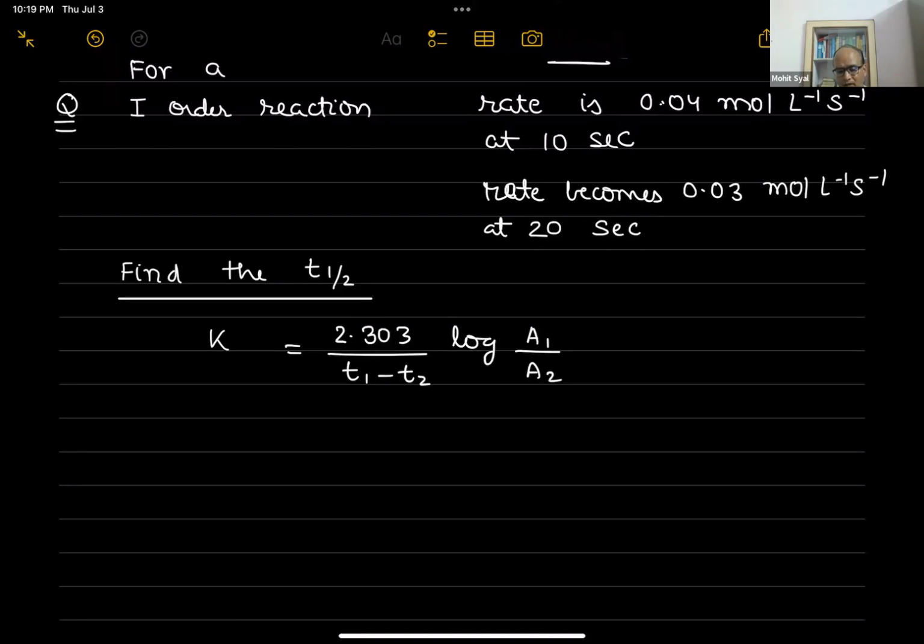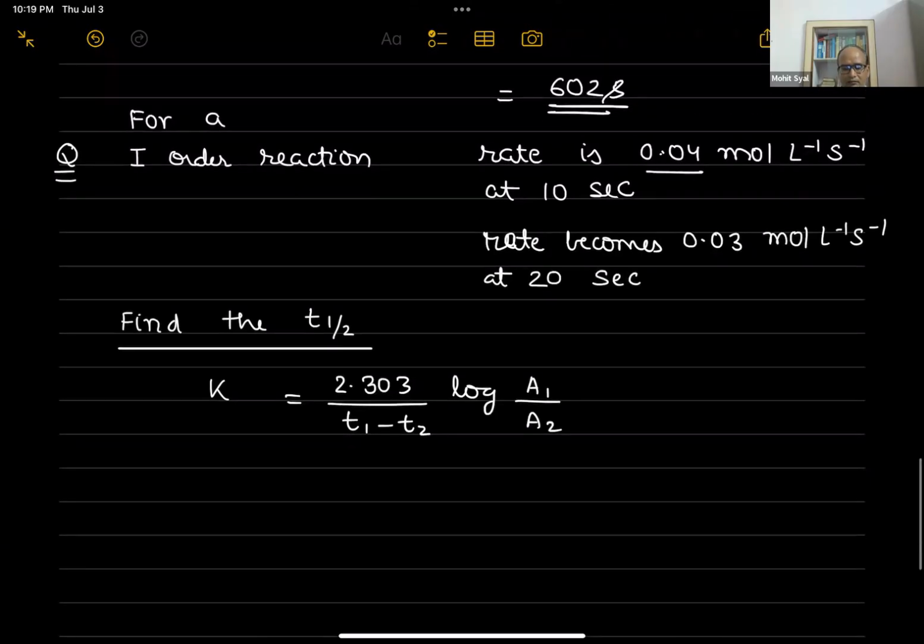And how are you going to get the concentrations? These are the rates. How are you going to get the ratio of the concentrations? Rate is directly proportional to concentration, first order, exactly. So you can directly put the rates, and you will get the ratio of the concentrations. And from that we got the K.